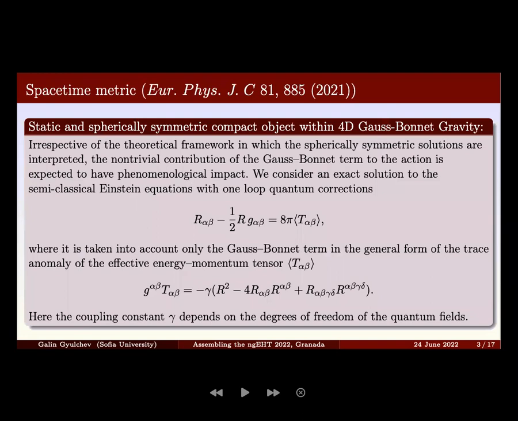So we concentrated our attention on the field equations, where we consider the energy-momentum tensor contracted with the metric tensor, and the final result of the contraction is related to the Gauss-Bonnet term, which appears here. The most interesting thing in this study is to understand the value of the coupling constant.